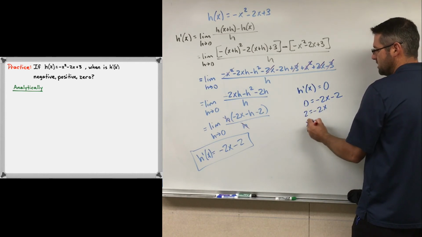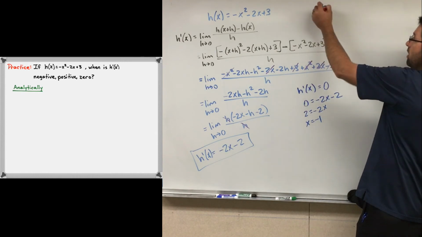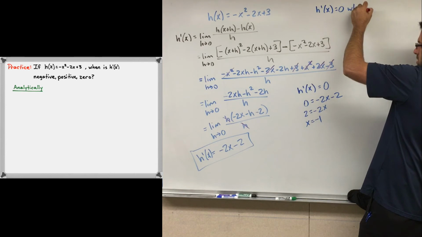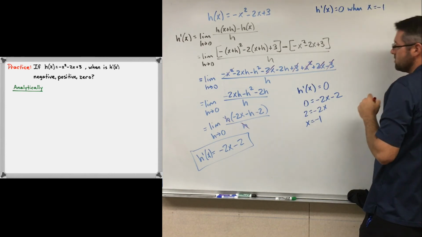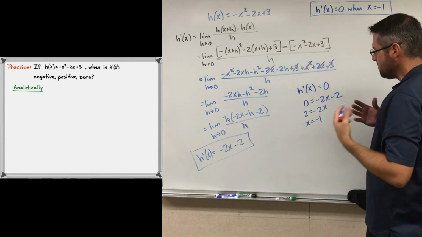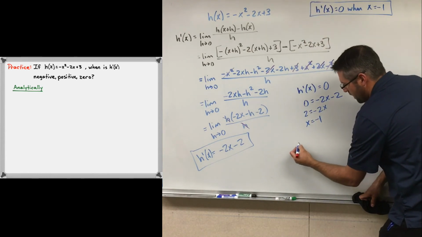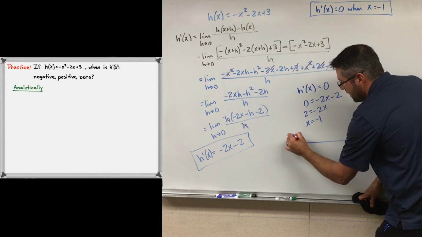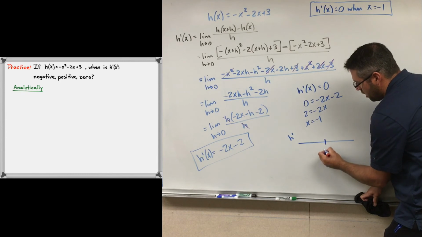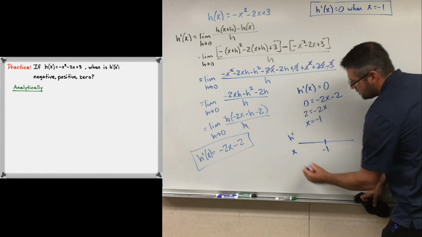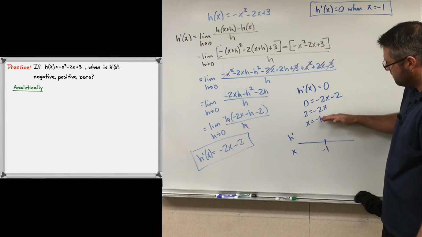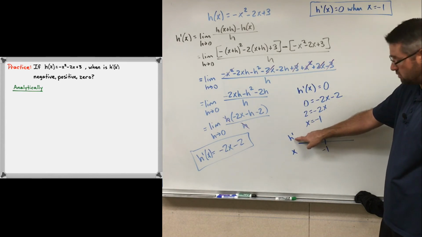And so we end up with x equals negative 1. So we know that h prime of x equals 0 when x equals negative 1. That's the first thing we know. Okay. Now, I'm going to do a number line here, and I have my h prime. The values below the number line represent x values, and the values above the number line represent h prime values.